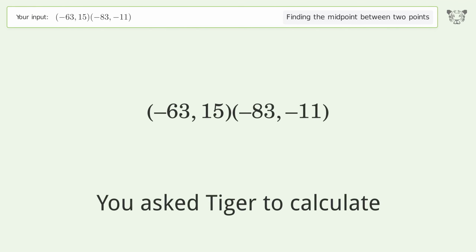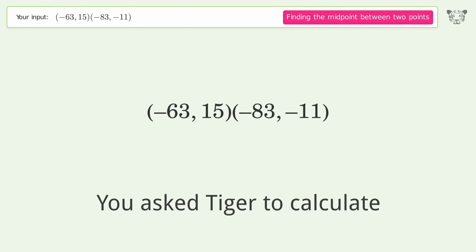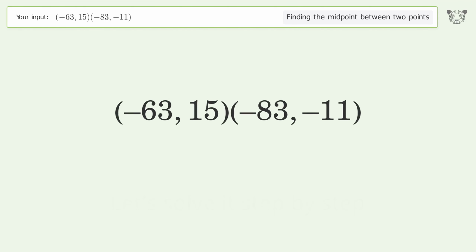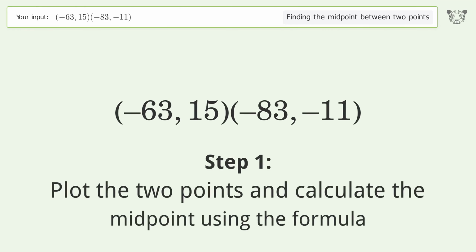You ask Tiger to calculate. This deals with finding the midpoint between 2 points. The midpoint between the 2 points is negative 73,2. Let's solve it step by step. Plot the 2 points and calculate the midpoint using the formula.